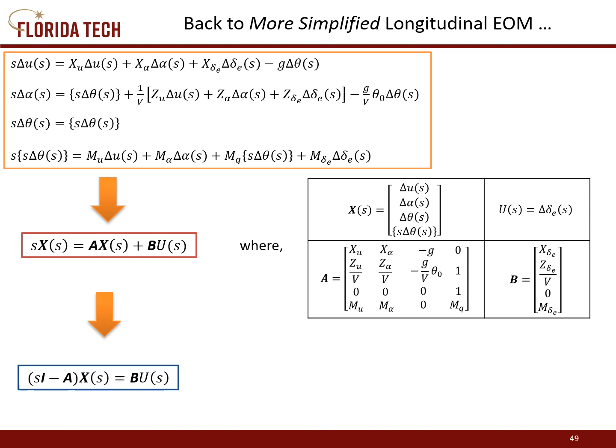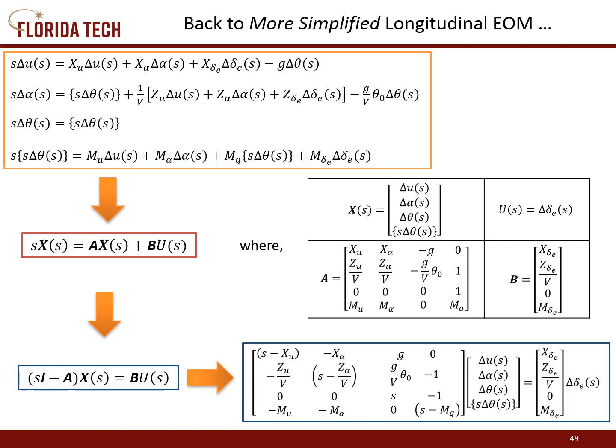Next, we want to solve the equation as shown here. So we need to know what SI minus A is. That's basically just putting the s times the identity matrix, subtracting the A matrix. We did that before. This is SI minus A. The state vector is the same. The control vector is the same. The B is the same. So that's the setup. But we want to eventually get to a transfer function. So this sets that up. But now we could have any number of transfer functions. We could have a transfer function of u to delta E, alpha to delta E, theta to delta E, or s theta to delta E.